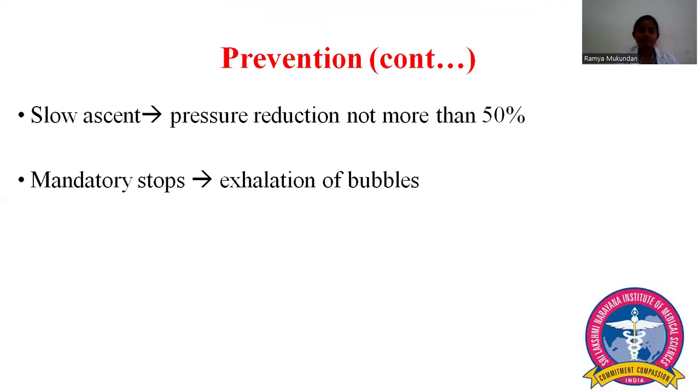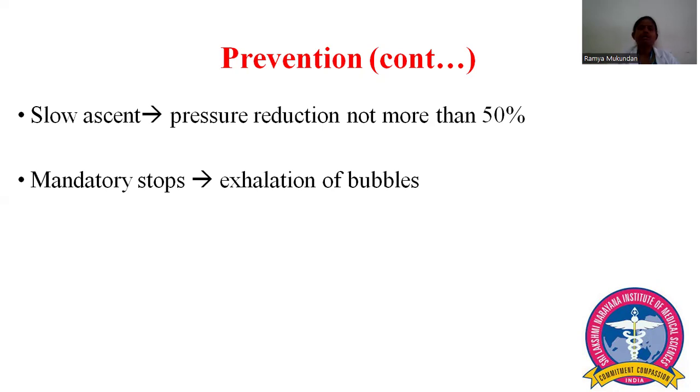Then apart from replacing nitrogen by helium, what are the other methods by which we can prevent decompression sickness? It can be prevented by slow ascent. Slow ascent means the pressure reduction should not be more than 50% when a subject ascends from the deep sea level to the sea level. That means he has to ascend at a very slow rate so that there are no pressure changes of more than 50%. For this, the person should make a mandatory stop in between to prevent the formation of bubbles.